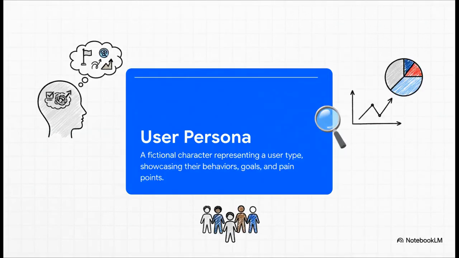So how do we actually do that? Well, one of the most powerful tools we have is something called a user persona. Basically, you're creating a fictional character who represents your key user. And this isn't just some fun little exercise. It forces you to think really deeply about their specific goals, their behaviors, and their pain points.